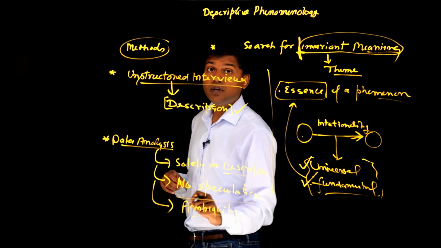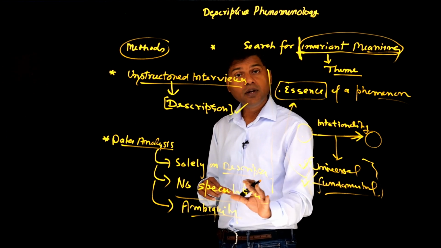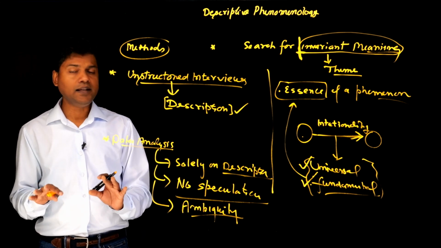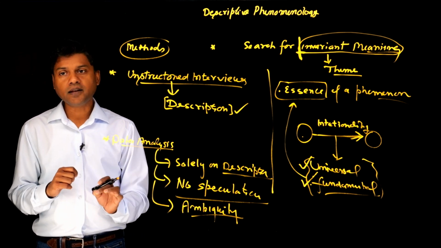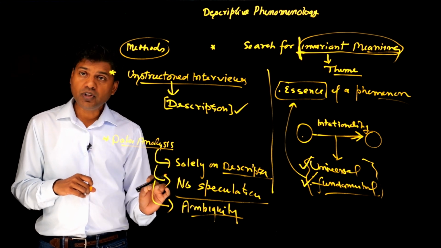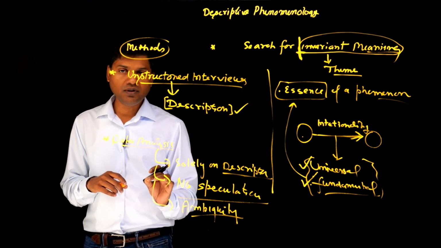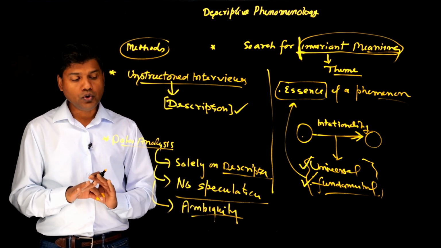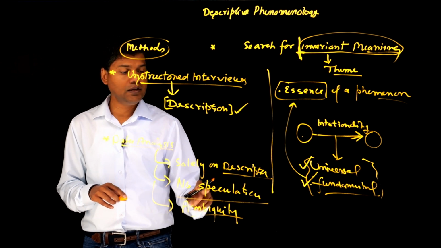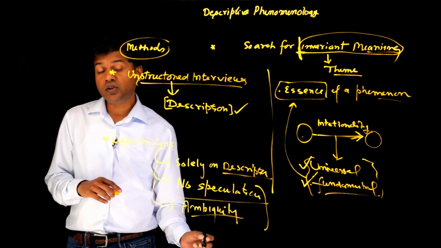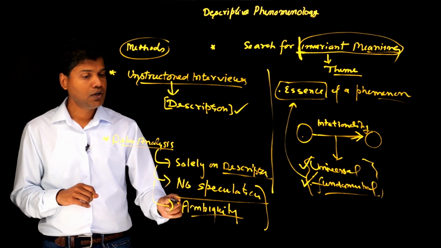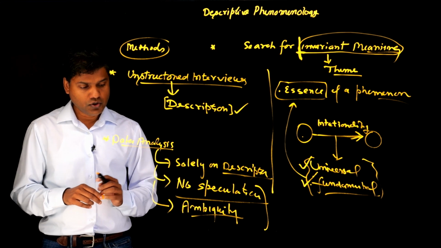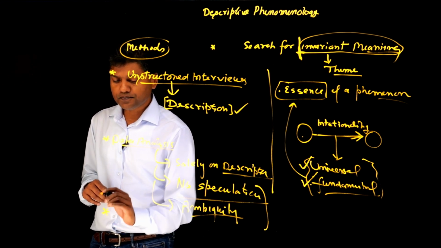No speculation. If there is an ambiguity in terms of how the phenomenon has been described, how the participants are sharing their experience, you do not do any second guessing. You go back to your participant, talk to them again, and make sure that the description is complete, thorough, and clear. So no ambiguity. If there is any ambiguity, you do not engage as a researcher in any second guessing or speculation. You go back and get the description right. So that's another thing to keep in mind in this methodology.